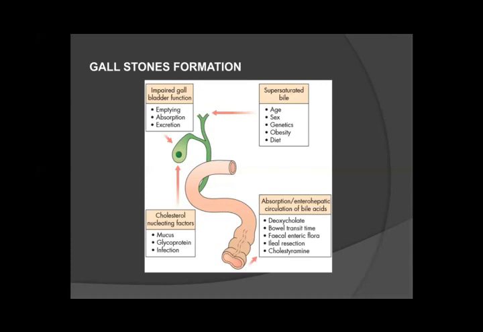Lastly, we are looking at the absorption of bile acids via the enterohepatic circulation. If your normal transit time is disrupted in any way, that can also lead to gallstone formation, along with if a patient has undergone ileal resection. He's not going to have as much absorption of the bile acids through the enterohepatic circulation. That's also going to disrupt the normal flow and hence lead to formation of gallstones.